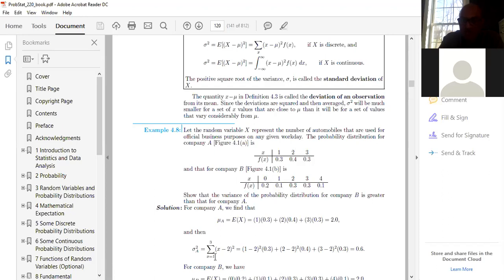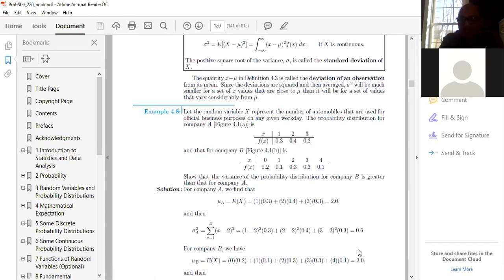So I start with x replaced by 1, then plus x replaced by 2, then plus x replaced by 3, each times f(x). For x equal to 1, 1 minus 2 is negative 1, squared is 1, and f(1) is 0.3, so 0.3. For x equal to 2, 2 minus 2 is 0, no need to write. Then 3 minus 2 is 1, so the last part is 1 times 0.3, giving a total of 0.6.